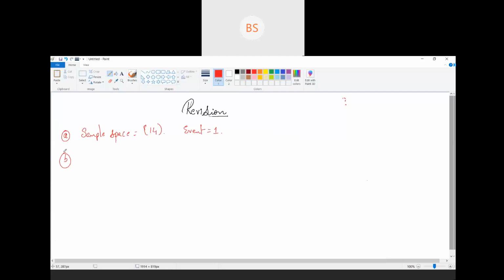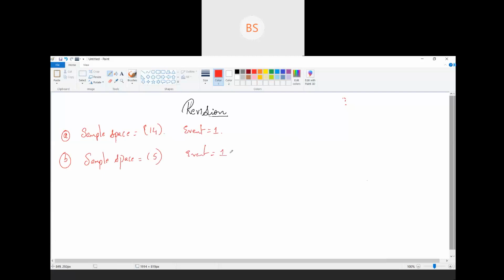Similarly B1, if you see what they have told: drawing one slip with 3 written on it from the bowl, with the first five prime numbers written on the slips. So how many prime numbers do I have? 5, right? So the sample space is 5, and I'm going to draw only one slip, so the event will be 1.